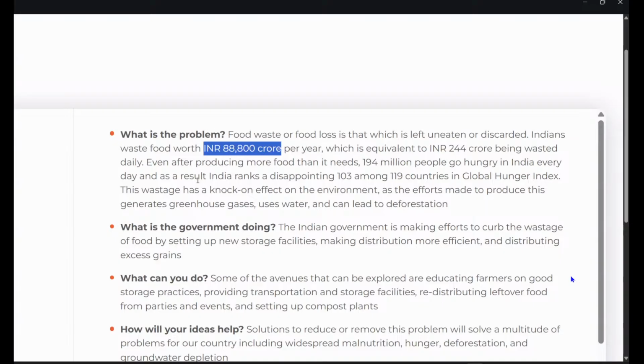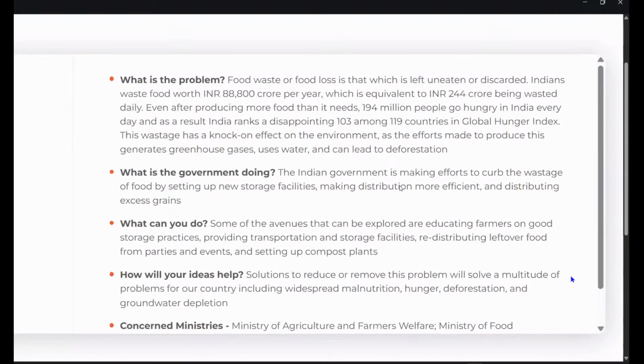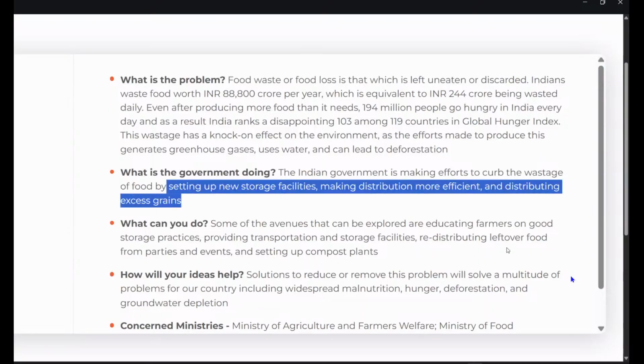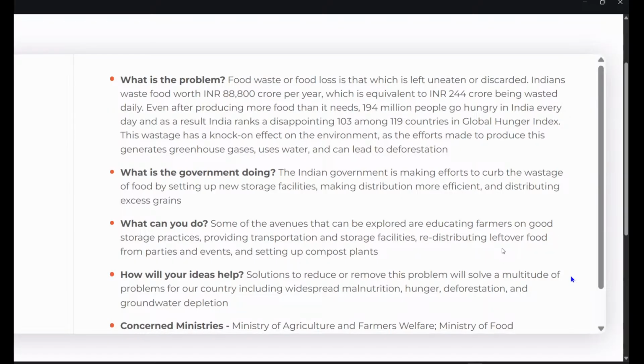What we can do here is very simple. These are different activities that we can do. Each activity itself is coming up with ideas. Educating farmers on good storage practices: you can build an app where you can list out all the storage practices. Also, we can add artificial intelligence to it so that we can guide the farmers in every step.